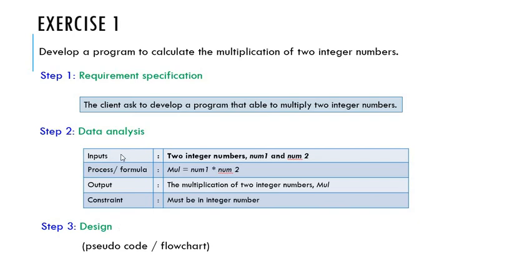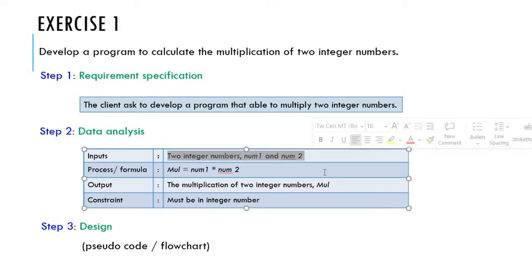The second step is data analysis. You have to identify the input. The input, of course, in order to multiply 2 numbers, you need 2 numbers. And then you put here 2 integer numbers. Maybe you can name the variables as num1 and num2. You also can use A, B, or var1, var2, any name.